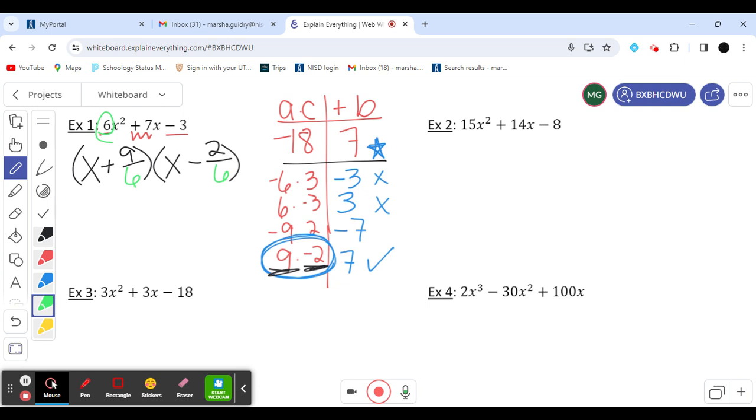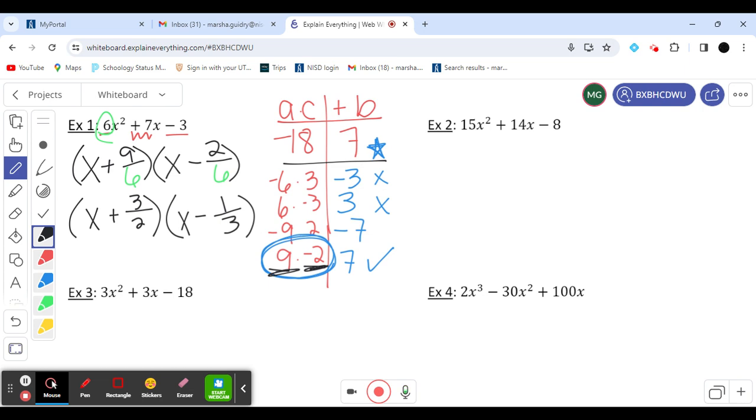All right. The next step told us to simplify our fractions. 9 over 6. Both of those are divisible by 3. So we have x plus 3 over 2 times x minus, all right, 2 divided by 6 gives us 1/3. And you can, of course, use your calculator to help you. There we have our fractions.